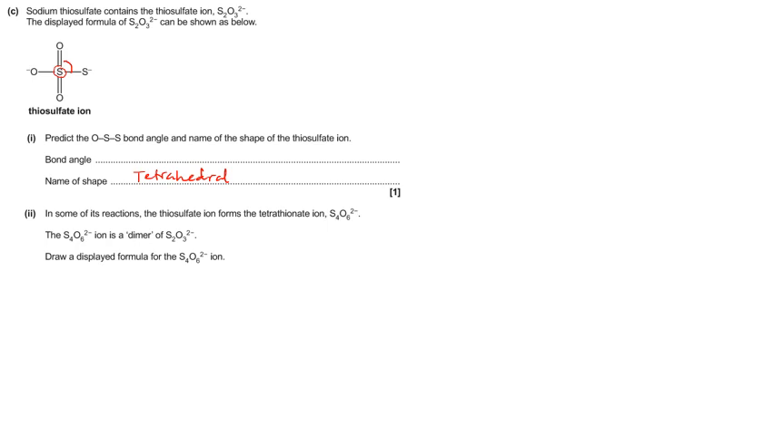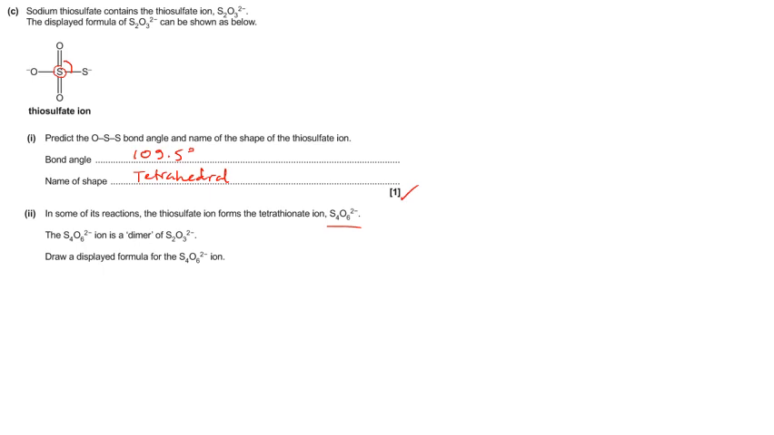So the shape is tetrahedral, and because we've got a standard tetrahedral shape, we just put 109.5 degrees in there as our bond angle. So that's this mark here. And now in part 2 we're going on to the tetrathionate ion, S4O6 2-, which is a dimer of thiosulfate.